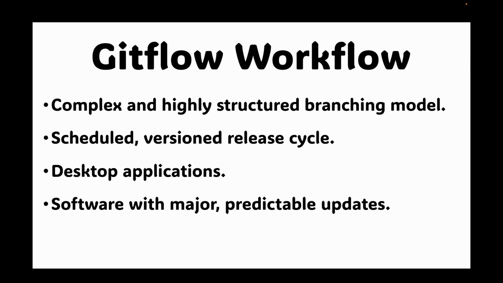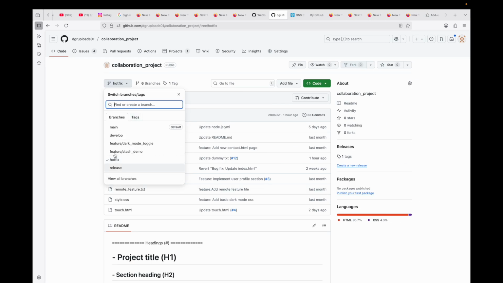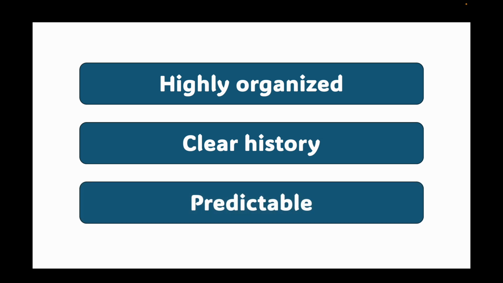Now, what are the pros of this workflow? It is highly organized. The branch structure clearly separates different stages of your development, because you're using different branches. Then clear history: the commit history on main is very clean, showing only major releases and hotfixes. And then predictable, so it's ideal for a team that works with scheduled planned releases.